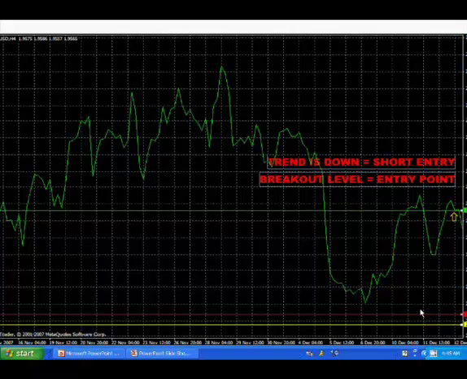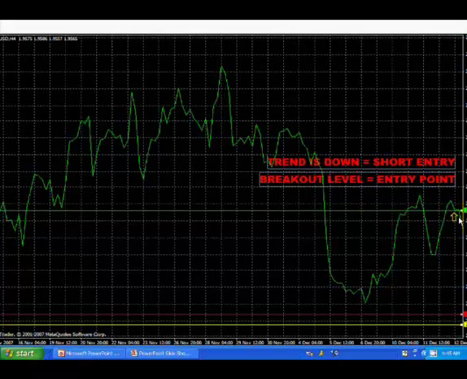Now let's talk about where we want to enter. We know that our trend is down because we have our lower low and we have our lower high, and now we have a minor support level here, and we have our breakdown below support. Once price closes below support, now we can put our entry in.